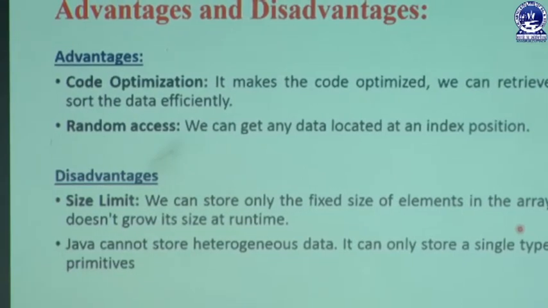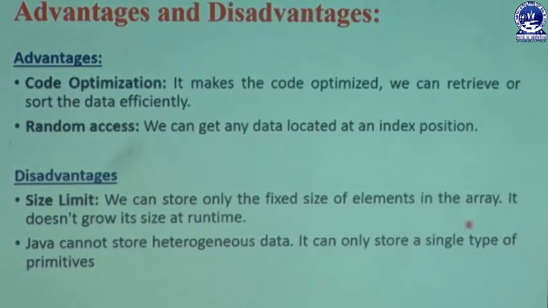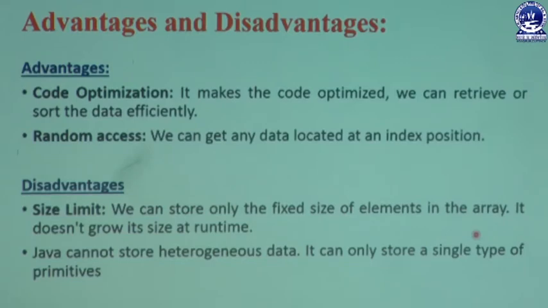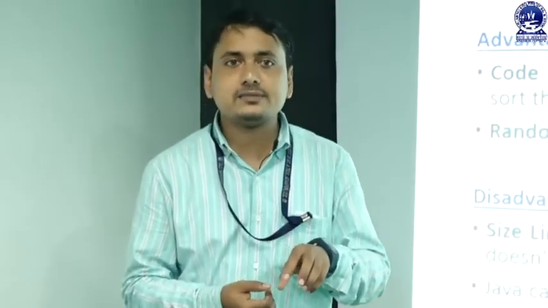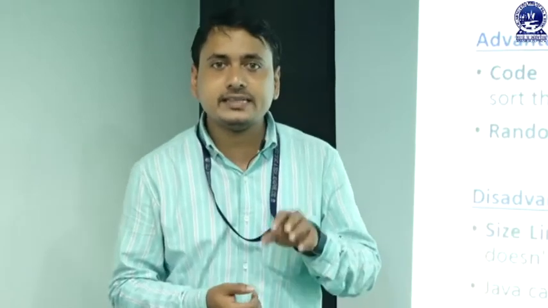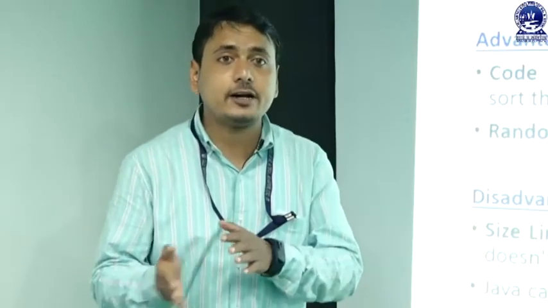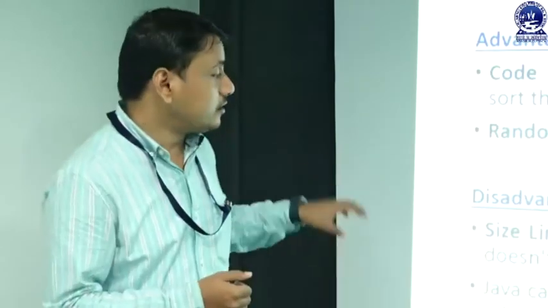Similarly, we can learn what the different disadvantages are in Java. The first disadvantage is size limit. We can store only a fixed number of elements in the array, and it does not grow its size at runtime. Whenever a user allocates an array variable, the user gives its size. The size may be 20, maybe 4, maybe 5. That size is always fixed in nature. At the time of execution the size cannot be changed. That is why size limit is a disadvantage in the array concept.